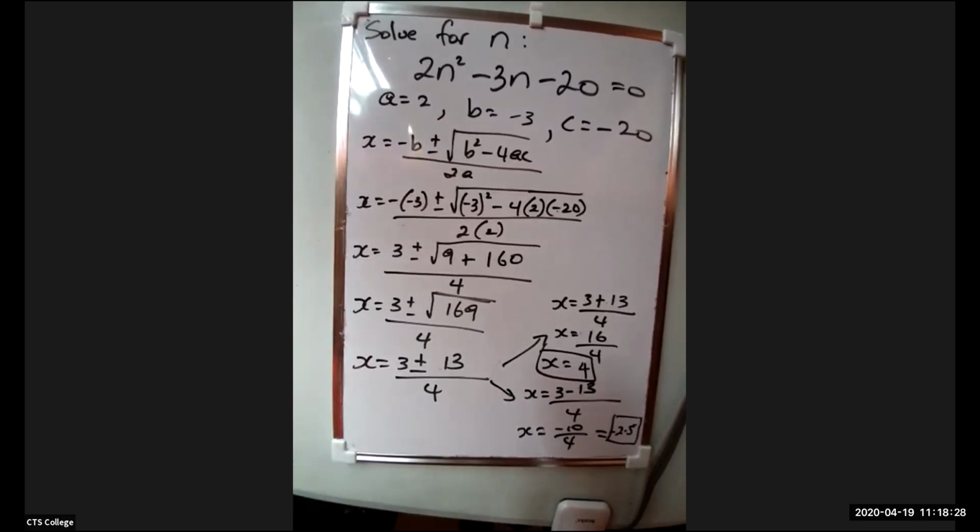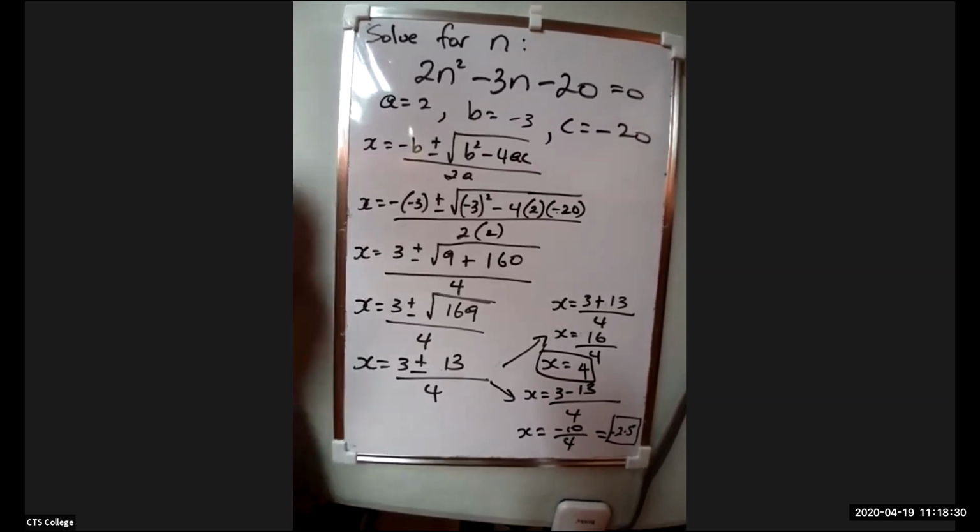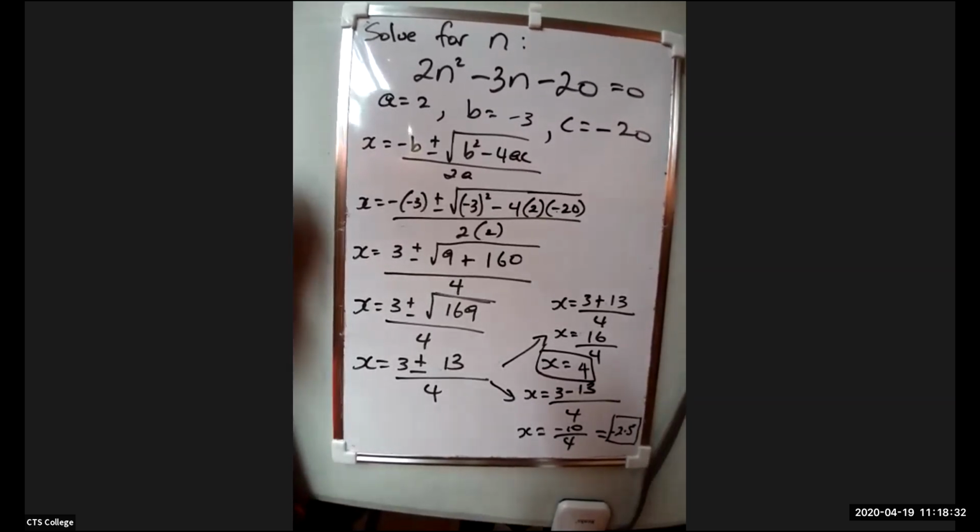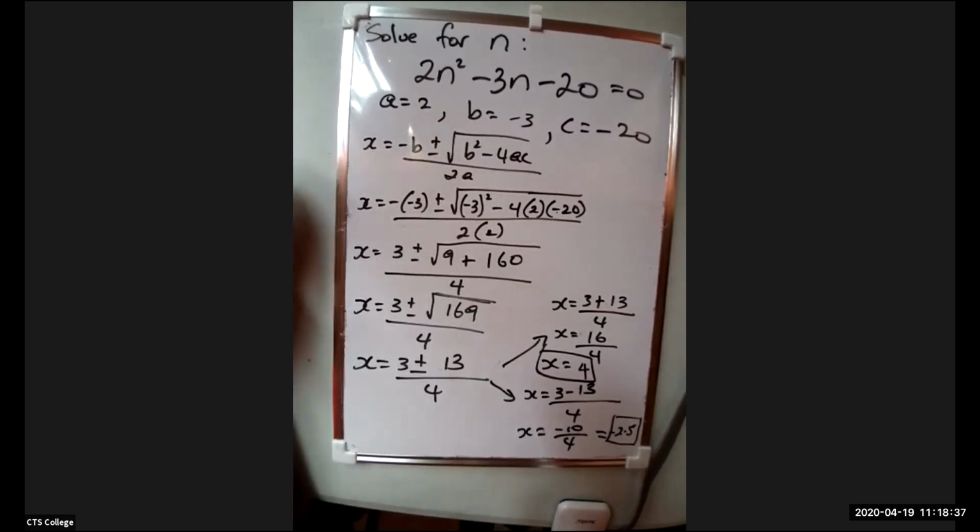Let me give you one more. In fact, I'll give you all two more. Sir, I don't even know what to do, but I work it out, and for the positive one I get 2.5, and for the negative one I get 4. You would have done something wrong with your signs then. Okay.